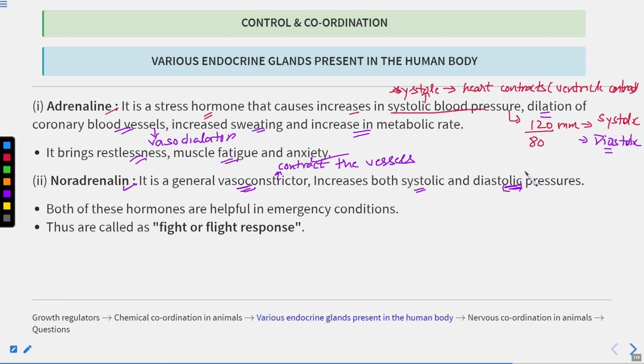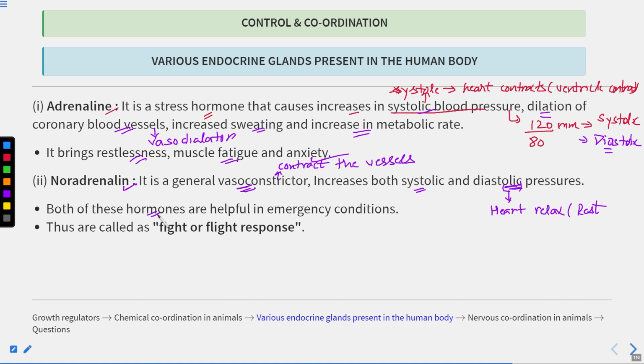Diastolic pressure, I've already told you, happens when the heart relaxes, or you can say when the heart is at rest between the two beats. Clear? So the cardiac cycle is divided into systole as well as diastole.